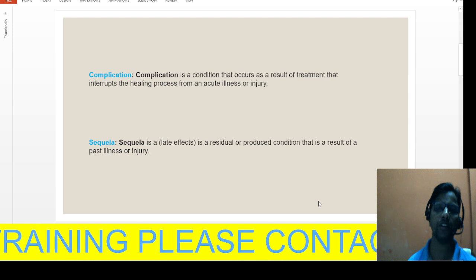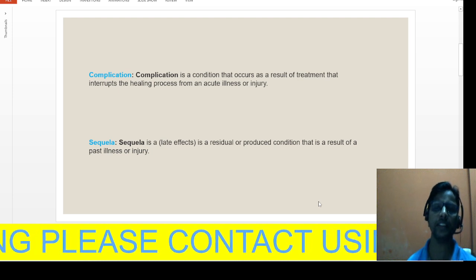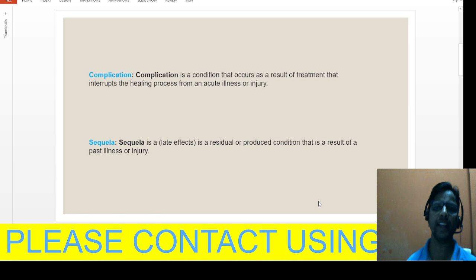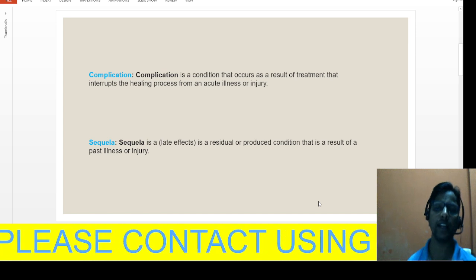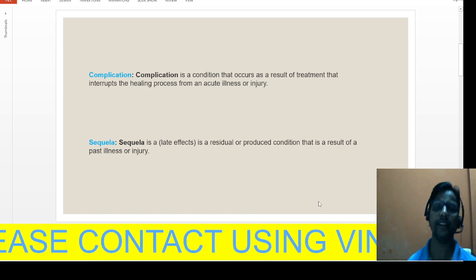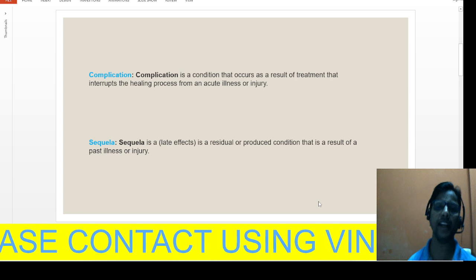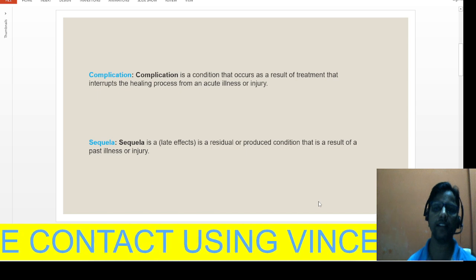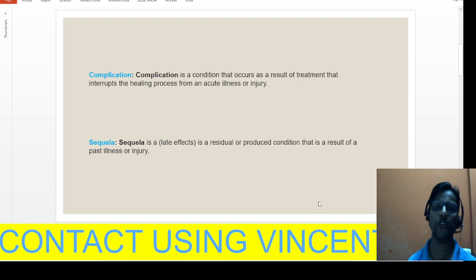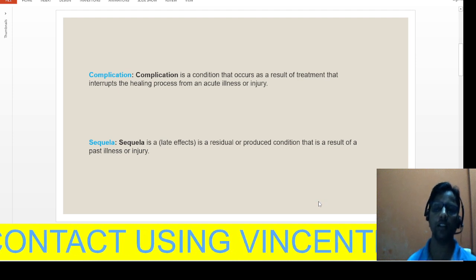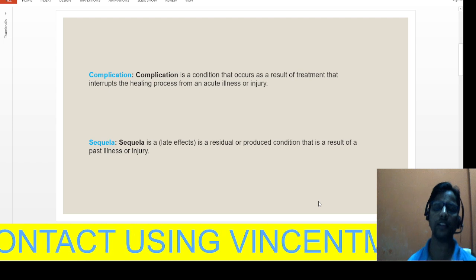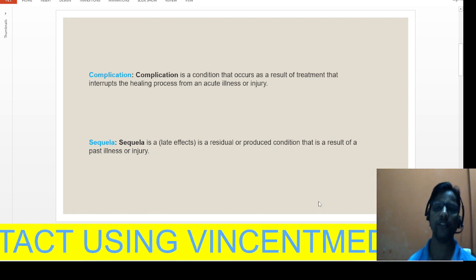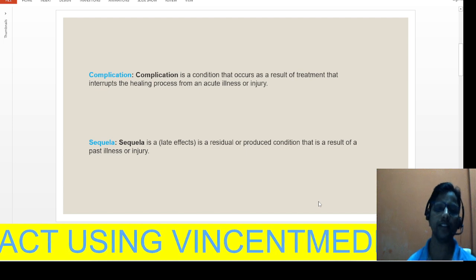In layman's terms, a complication is a condition which is the result of a previous surgery or any type of condition. If the patient has a complication due to any condition or surgery, it interrupts the healing process of the acute illness. Because of these complications, the patient is not going to have a faster healing process. So in order to heal faster, we need to stay away from complications as well as follow the physician's guidelines.